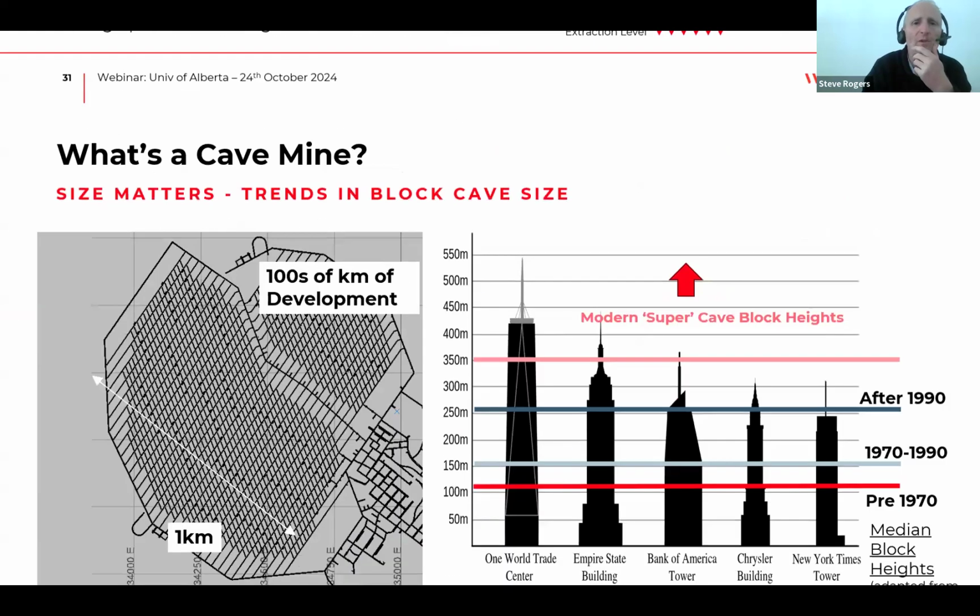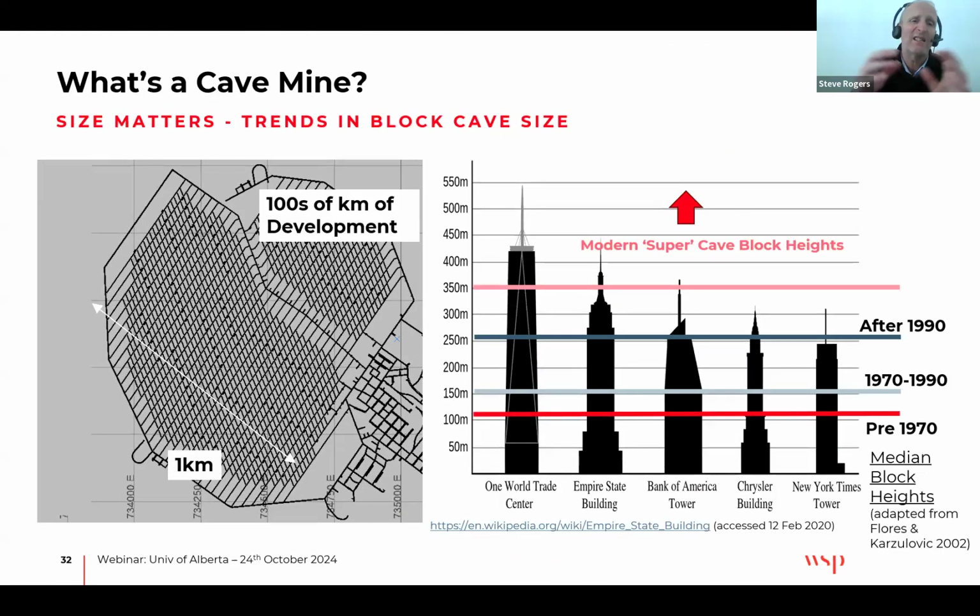But one of the problems with them, just to give you an idea, is they're very capital intensive. You can see here, all of this infrastructure has to be developed before you start caving. So it's hundreds or thousands of kilometers of drifts that have to be developed. And because they run for a long time now, like Cadia is more than a kilometer deep. Now this is an old graph, but we've called them super cave block heights of like 1,000 meters. So you develop all this, and then you start hoping.